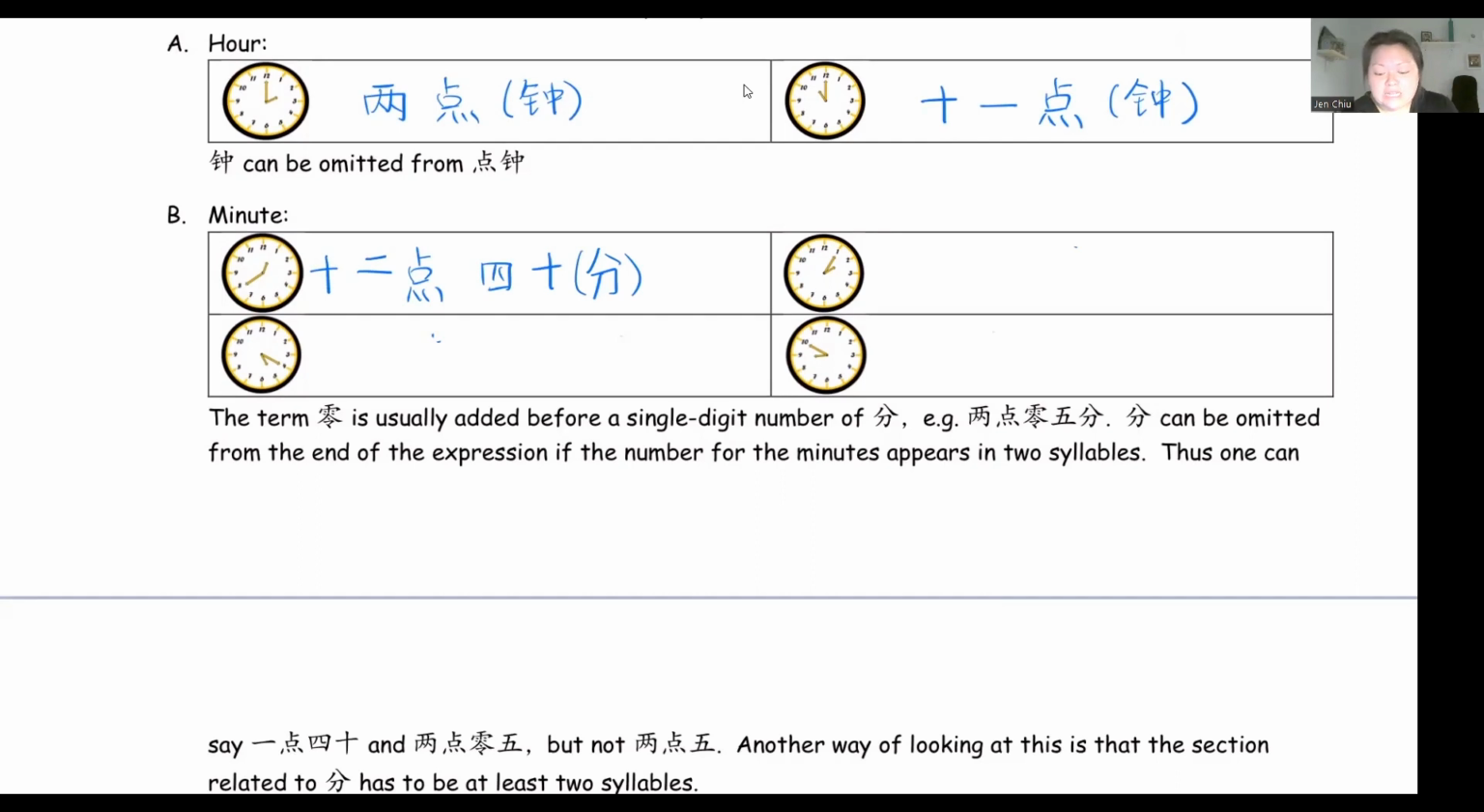So we have the 零 in there. So it goes 2:05分. Again, 分 is optional. You don't have to have the 分 in there if it's not necessarily super important to have it there. Okay. All right. Next clock we have 5:20.